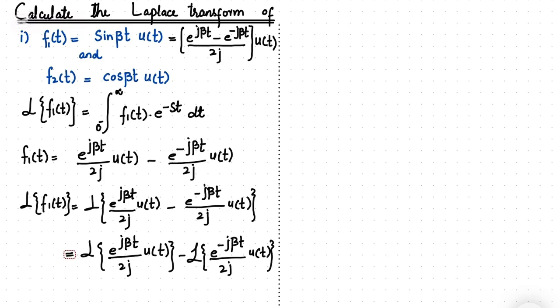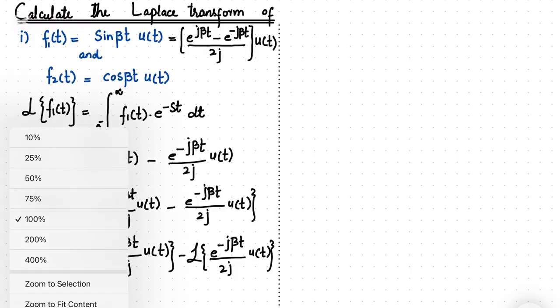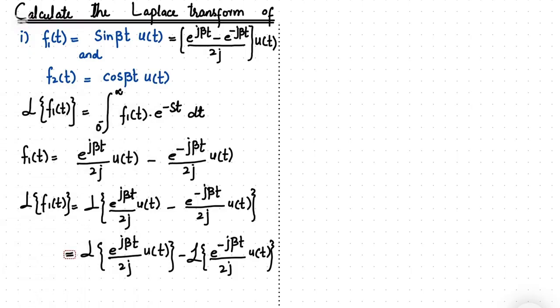Here 2j is a constant, and similarly 2j is a constant over here. The rest of the thing is an exponential function multiplied by a unit step function, and the unit step function does nothing except convert the function into a causal function. We have already calculated the Laplace transform of the unit step function.